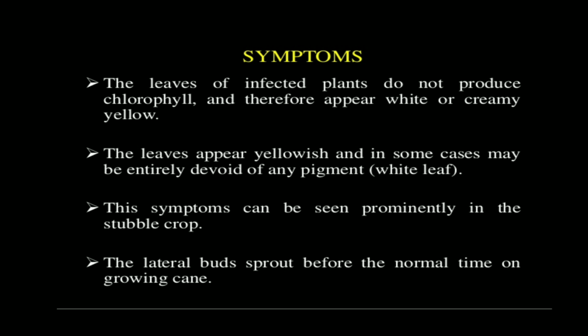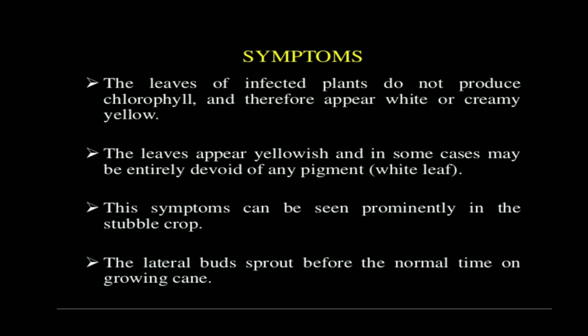The leaves of the infected plants do not produce chlorophyll, and thus they become yellow, and therefore appear white or creamy yellow in color, right? Generally the leaves are green because of the chlorophyll pigments. But if there is no production of chlorophyll in the leaves, then what will happen?